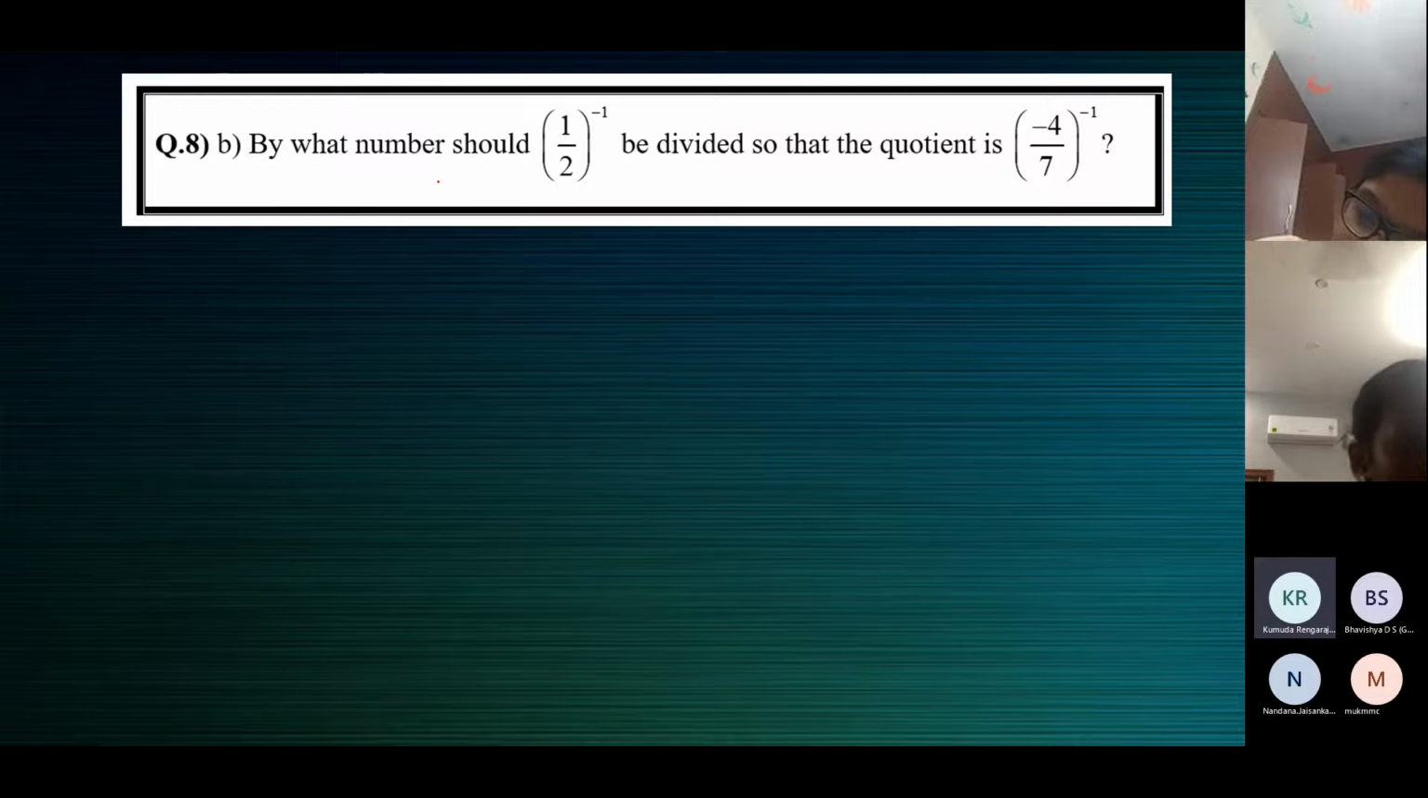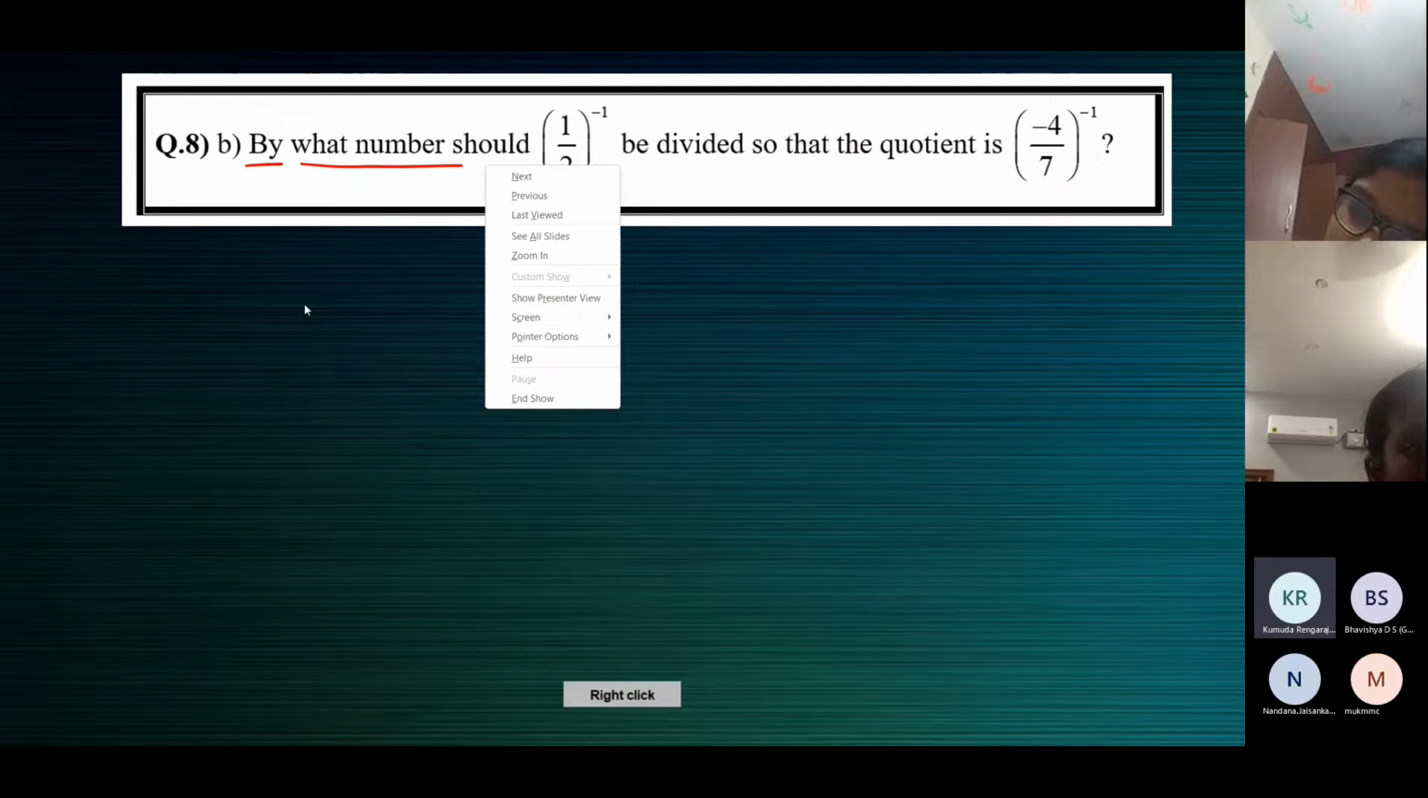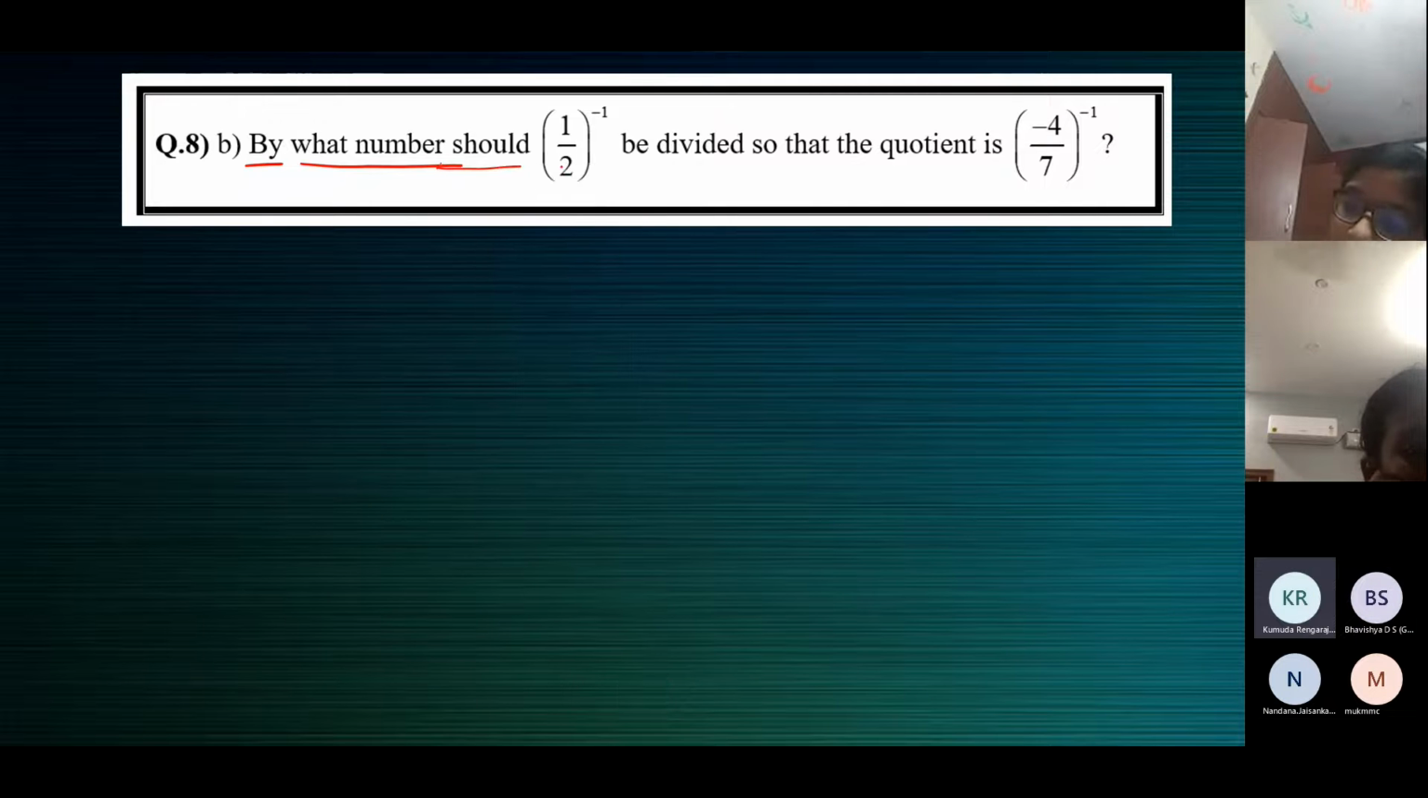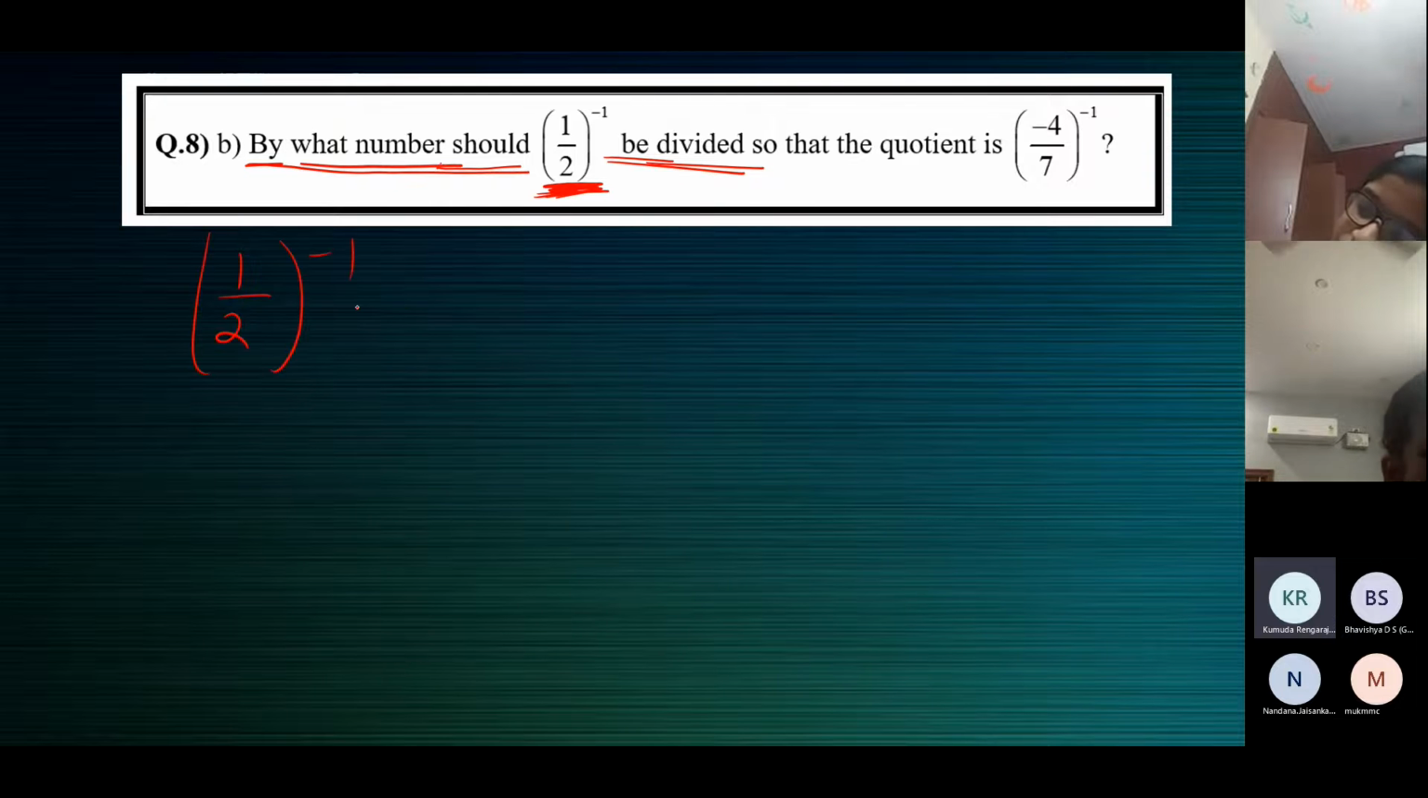So here, by what number should this one be divided? So you want to divide this one by some number. Read this carefully. By what number should this one be divided? You want to divide 1 by 2 to the power minus 1 by something so that the answer is minus 4 by 7 to the power minus 1. This is the equation.